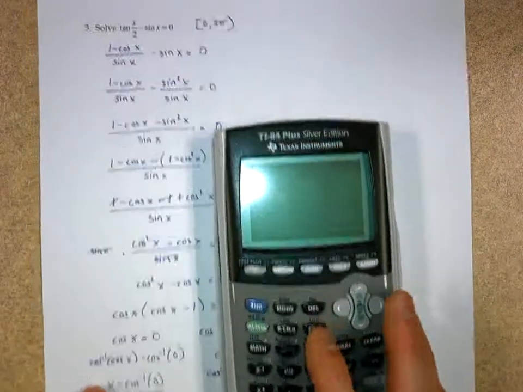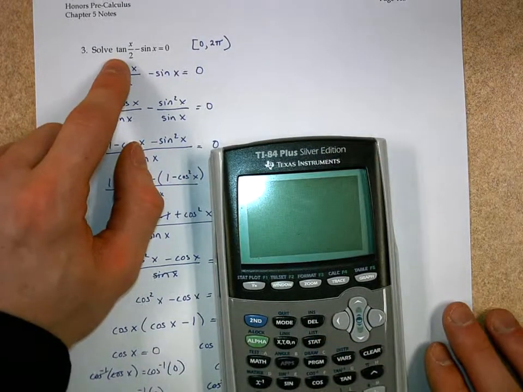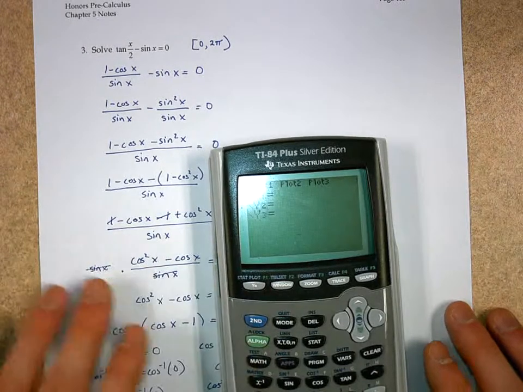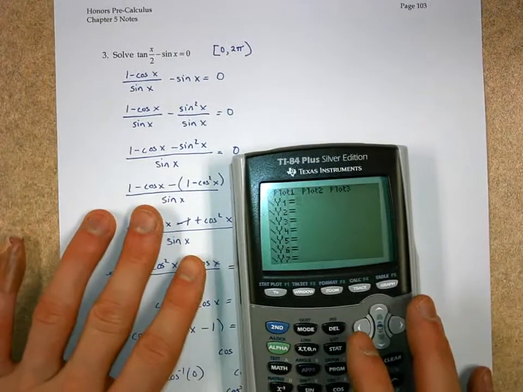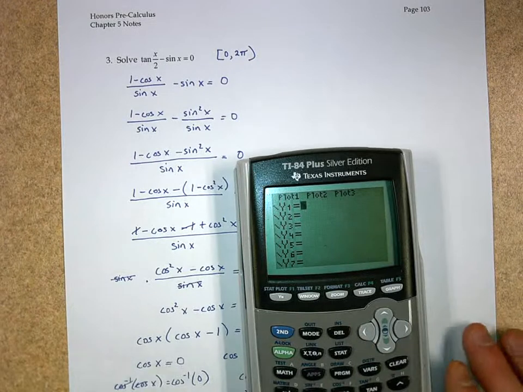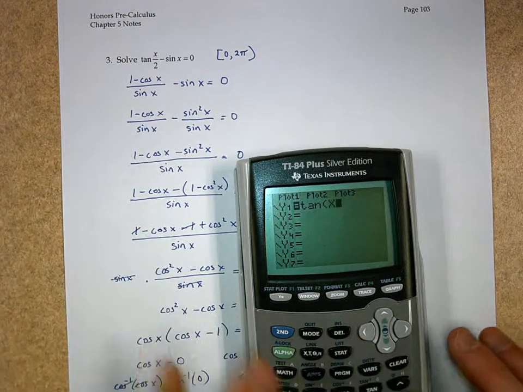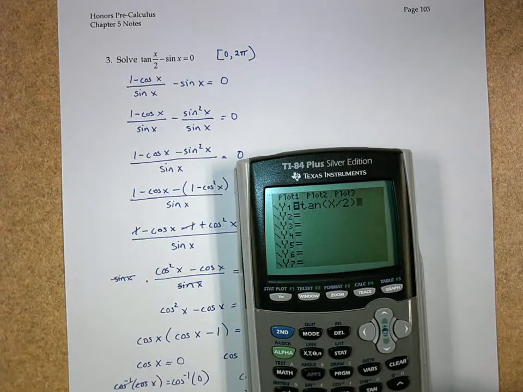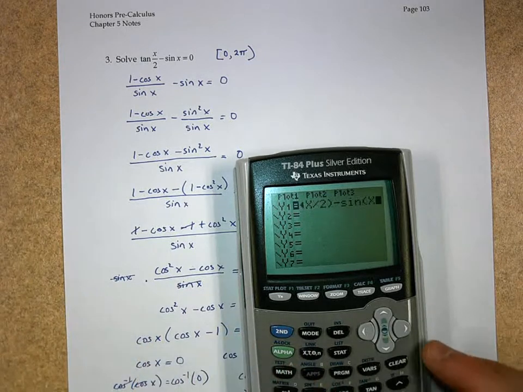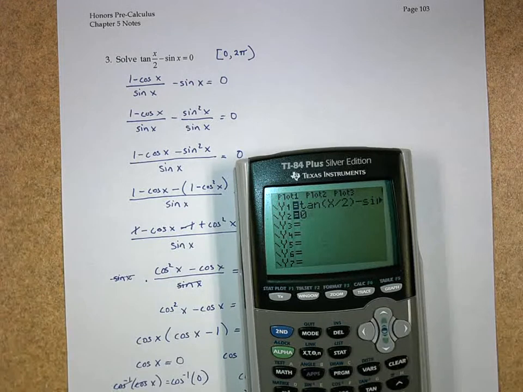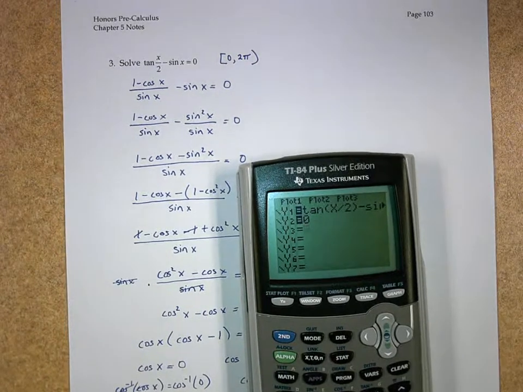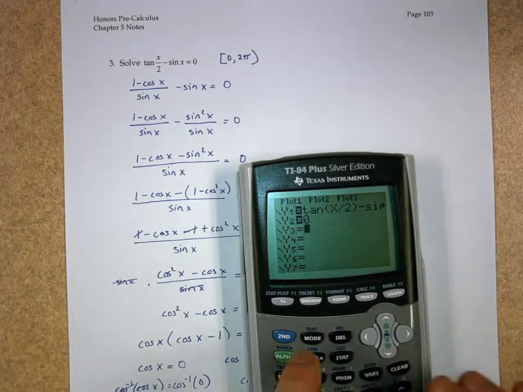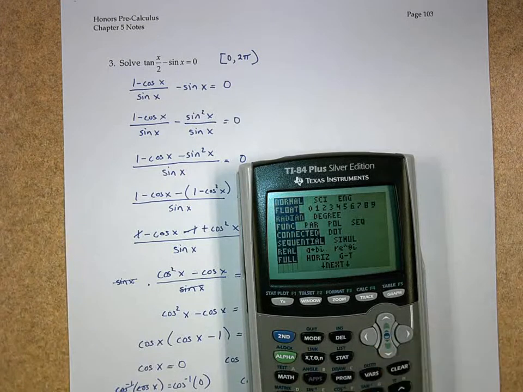So I'm going to start off by going to my graph, and I'm going to graph this function. I'm going to go to y equals, and I've got the tangent of x divided by 2, minus the sine of x, and this is equal to 0. So I'm going to put y1 equaling the left-hand side of my equation, y2 equaling the right-hand side of the equation. And since I'm going from 0 to 2 pi, I want to make sure I'm in radian mode, which I am.